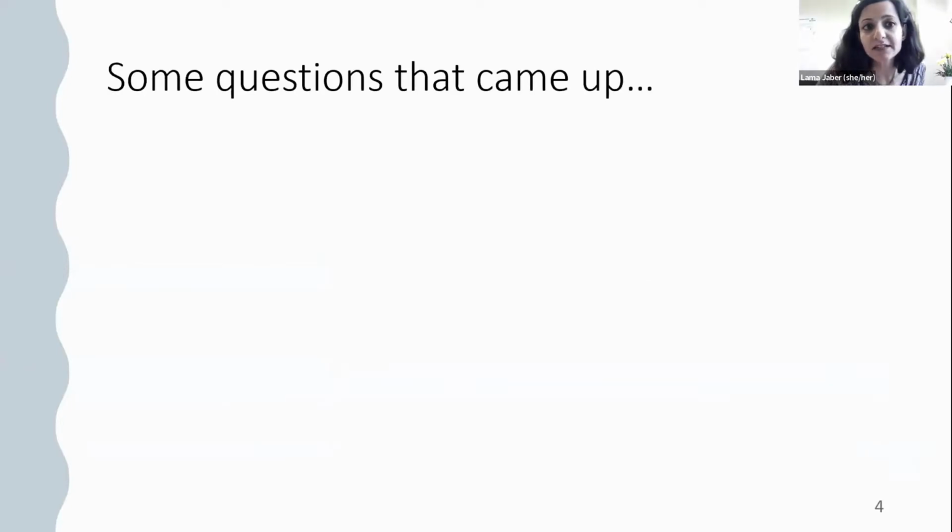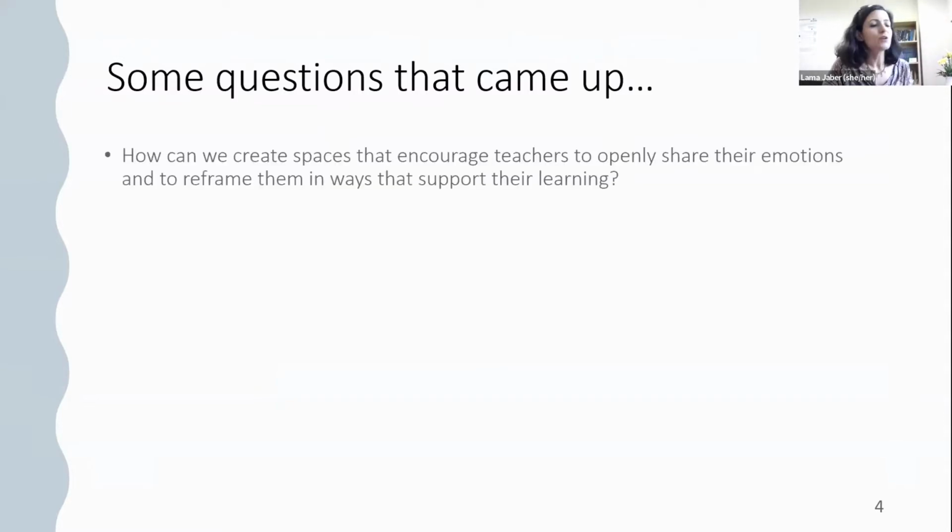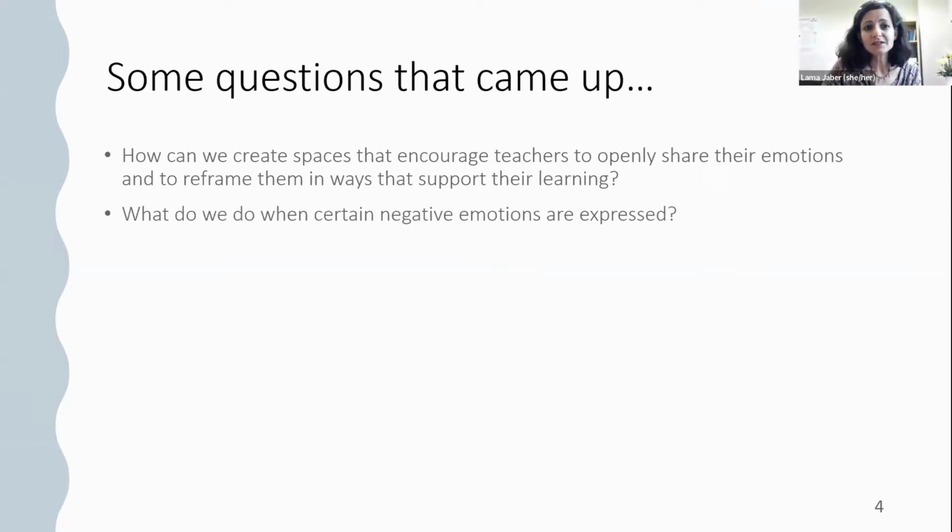So I'm going to start by sharing some of the questions that came up, and there are many more that we can sit with. And I will say from here, we did not really come up with any specific answers, but together we brainstormed some ideas for how we could be more carefully thinking through those questions. So one of the questions was, how can we create spaces that really encourage teachers to openly share their emotions, especially around feelings of insecurity and vulnerability, and to reframe some of these emotions in ways that would best support their learning? And what do we do when certain negative emotions are expressed within PD settings?